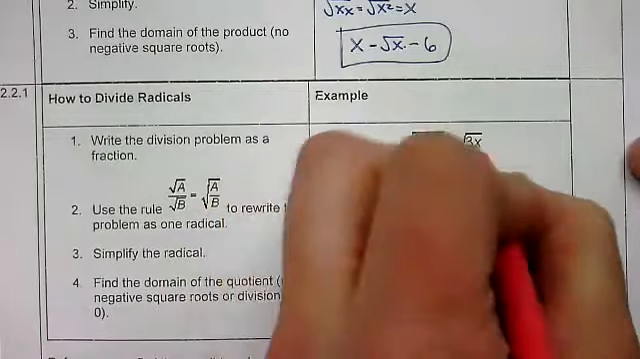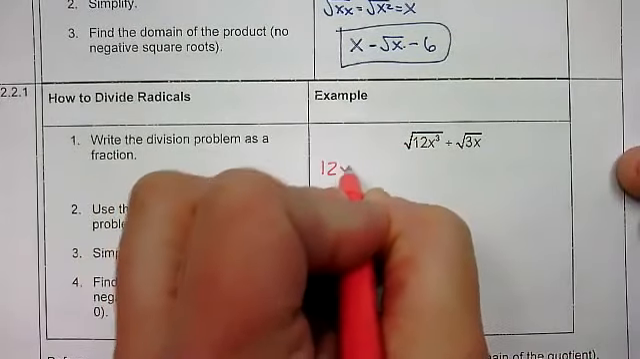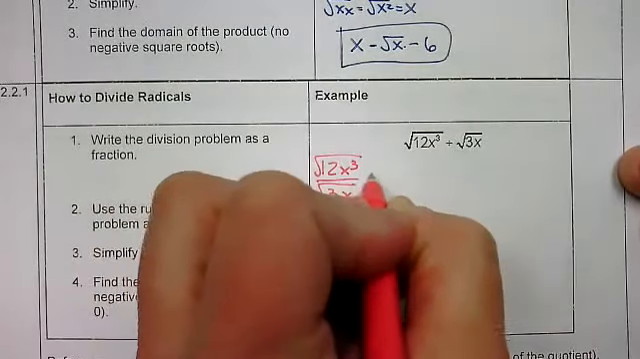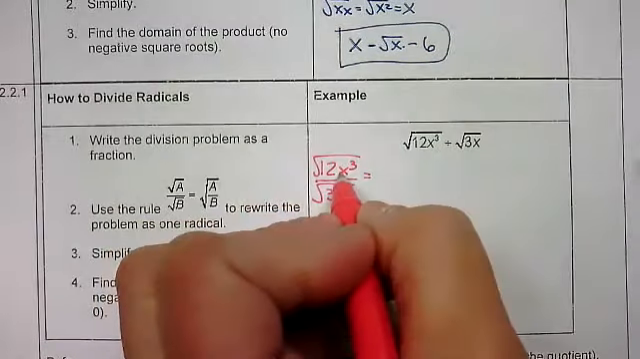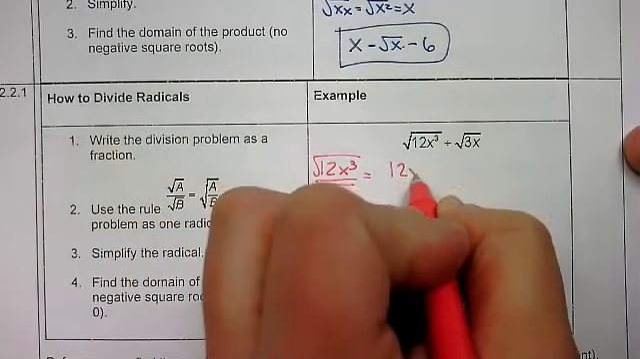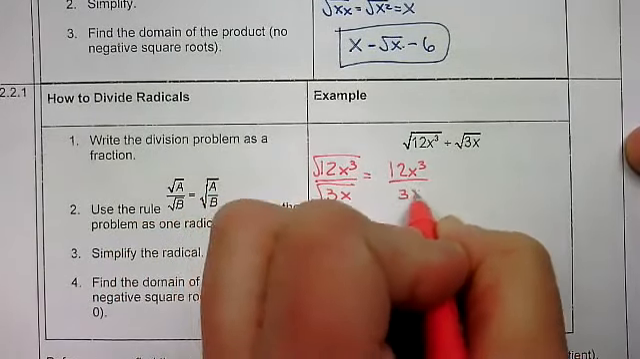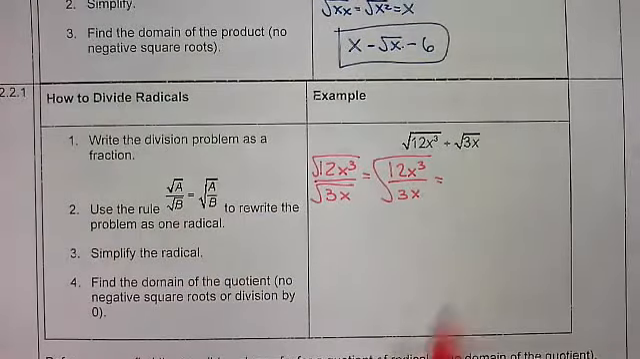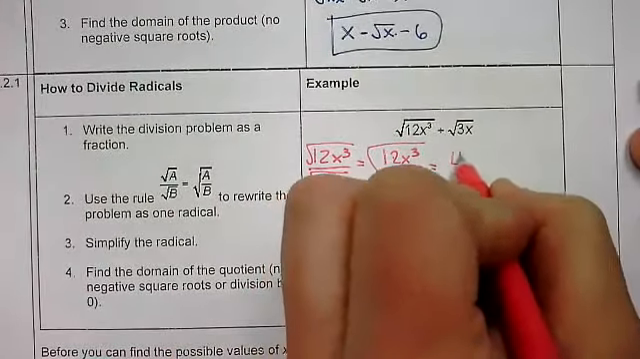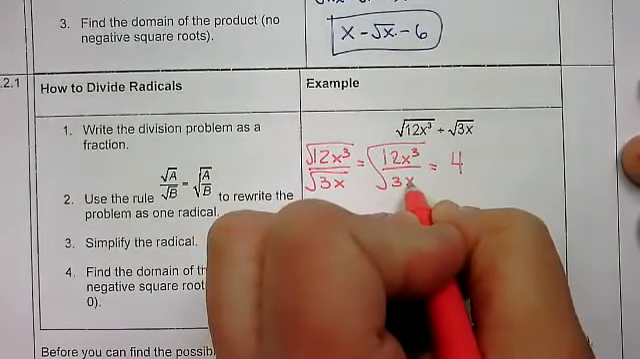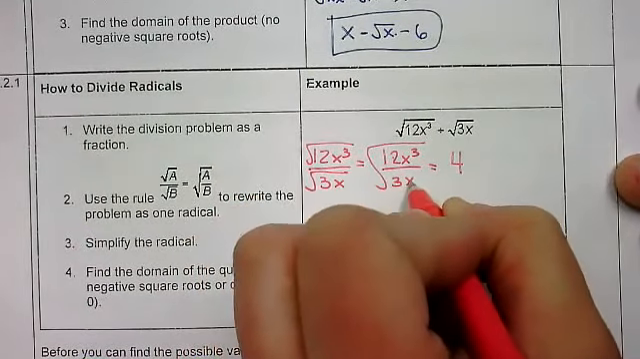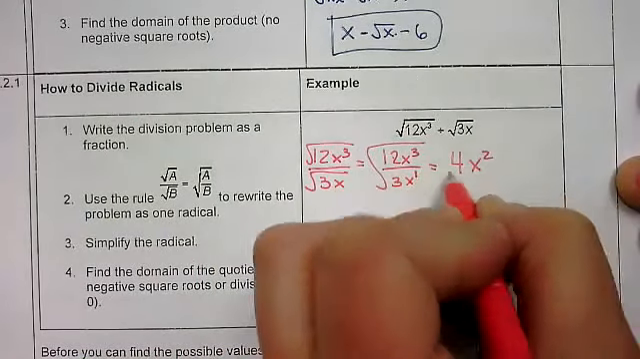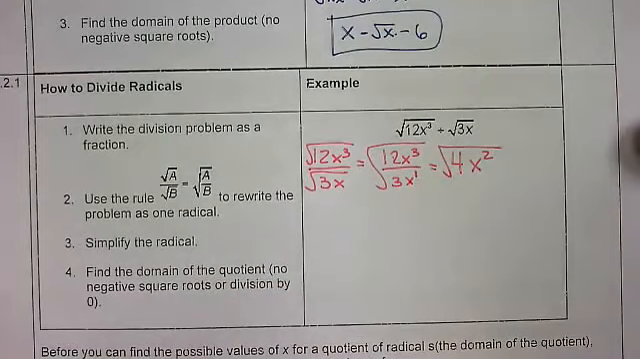So let's rewrite this division problem. We're going to have 12x to the third over 3x, and that's division. Now let's combine them: 12x to the third over 3x, and that's all a square root. Let's simplify what's inside here. 12 divided by 3 is 4, and x to the third minus 1, because that's a 1. So 3 minus 1 is x squared, and we still have the square root there.